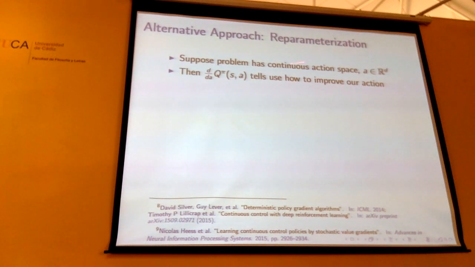But if we have a continuous action space, then it makes sense to take a derivative of the Q function. And that tells us what direction in action space is going to make the action better. So the point is that if we have a continuous action, then we can make a different kind of estimator that actually looks at the derivative of the Q function with respect to the action.